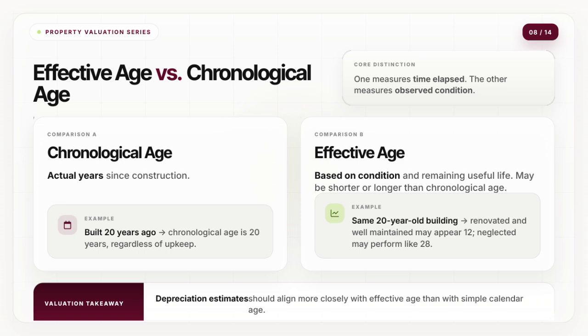Using the same 20-year-old building as an example, if it has been well maintained or renovated, it might have an effective age of just 12 years. Conversely, if it has been neglected, it could perform more like a 28-year-old building.